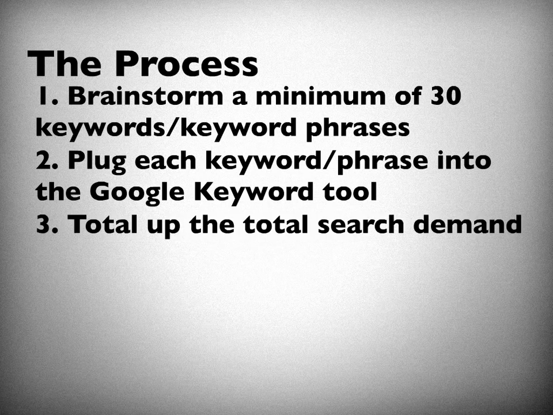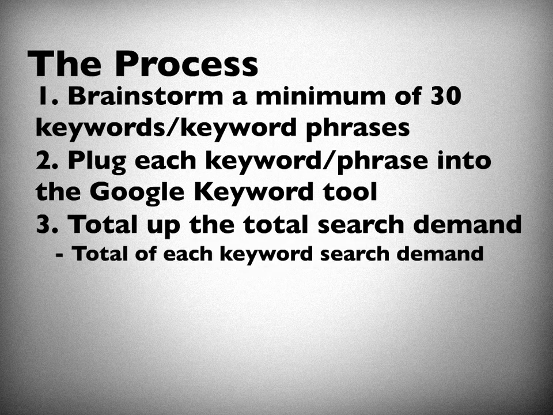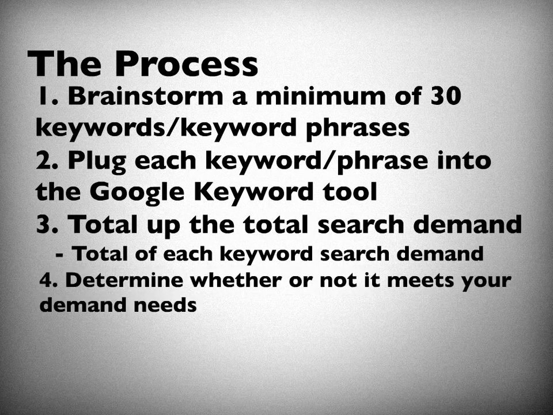Step 3 then would be to take the total search volume from each one of the keyword phrases and then total that up. So if keyword 1 has 1,000 searches per month and keyword 2 has 1,000 searches per month, obviously the total there is 2,000. So that's the process we're going to go through. And then finally, we're going to determine at that point whether or not it meets your demand needs.